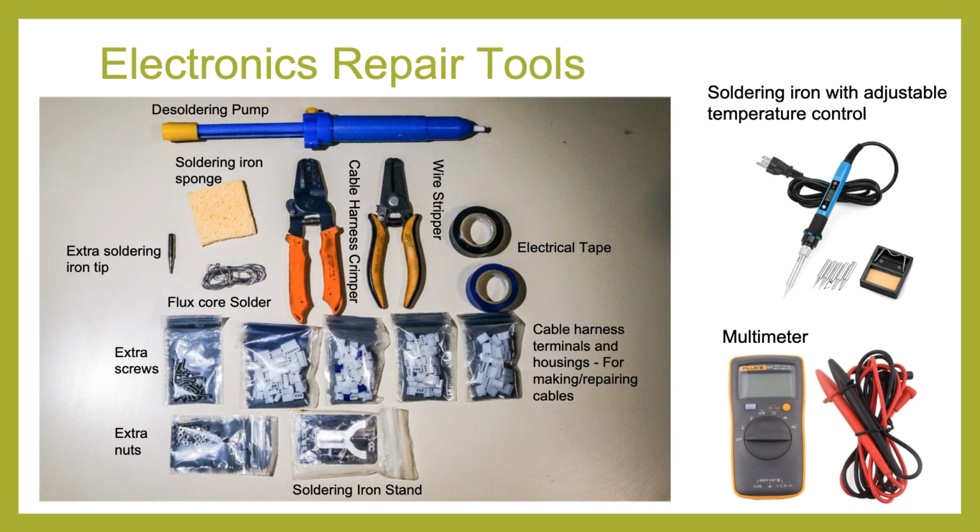Now let's look at essential electronic repair tools. We'll take a soldering iron with an adjustable temperature control and a multimeter. We'll also have a desoldering pump. The desoldering pump is used to desolder connectors and other through-hole components. There really isn't any other good way to remove these.